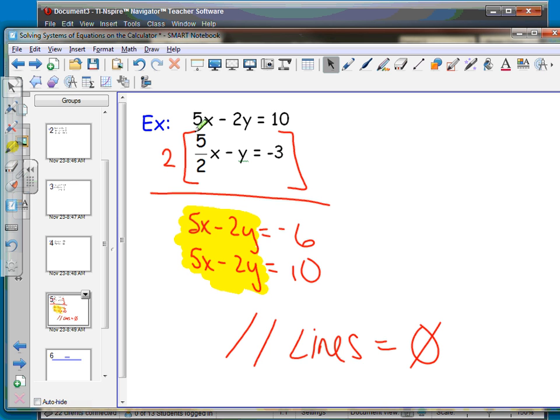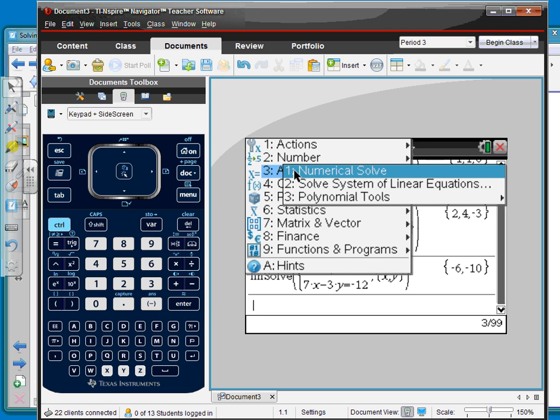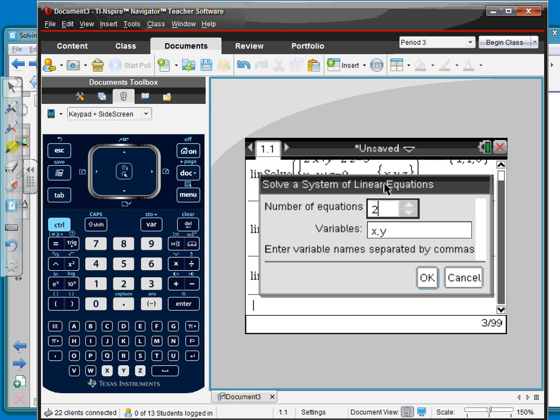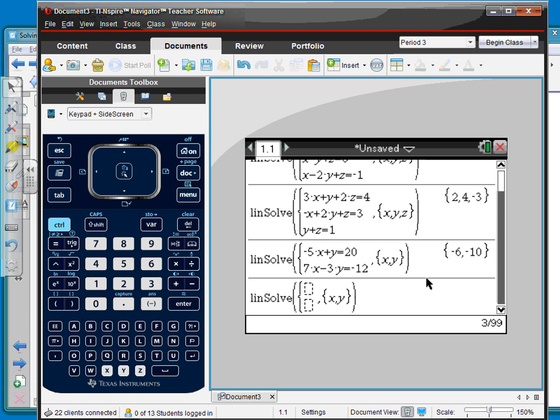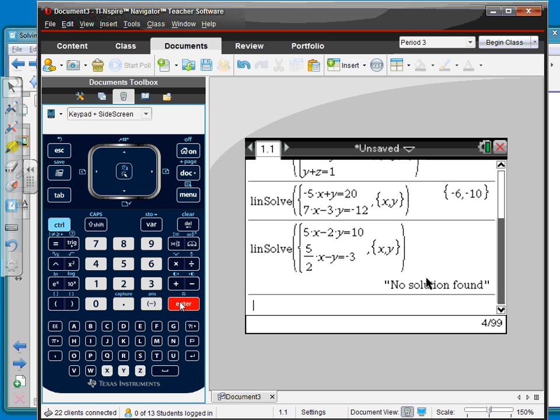So we have to plug it in. Let's go ahead and do menu, algebra, systems of equations. It automatically gives me 2 systems, so I'm okay. Now I'm going to type in 5x minus 2y is equal to 10, tab, and now 5 divided by 2, x minus y is equal to negative 3. And hit enter. What does it do? No solution found, which means it is the empty set, which is an amazing, wonderful, sweet concept.